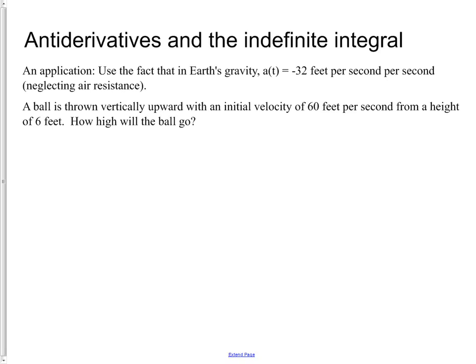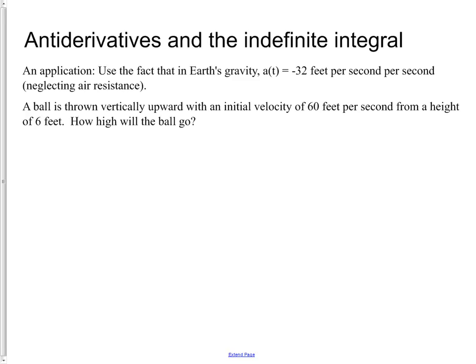So let's apply all this knowledge to things that we've already discovered here. We might be able to use the fact that Earth's gravity is a constant acceleration of negative 32 feet per second squared, neglecting air resistance. So we might be asked, if a ball is thrown upward at an initial velocity of 60 feet per second from a height of 6 feet, how high will that ball go?